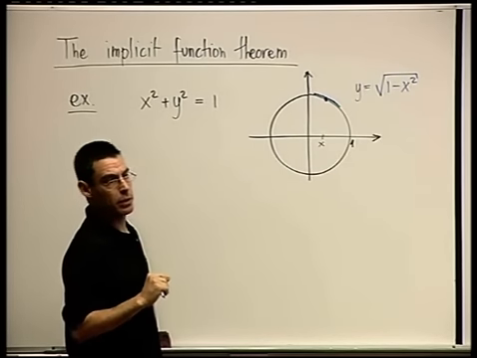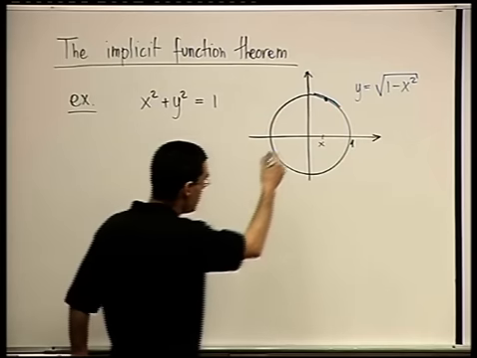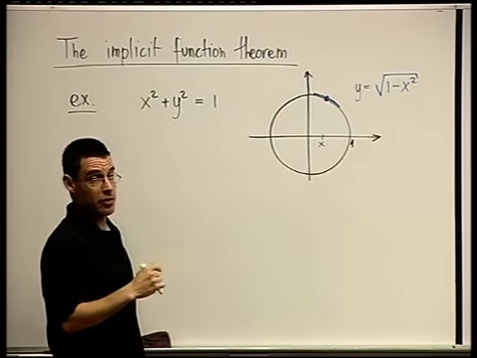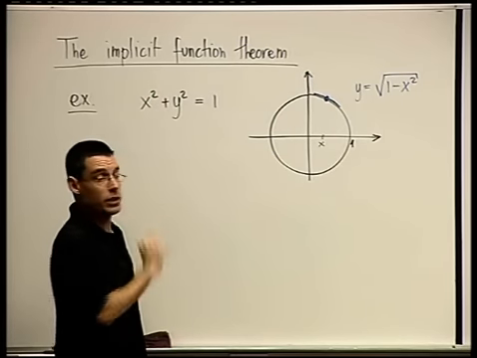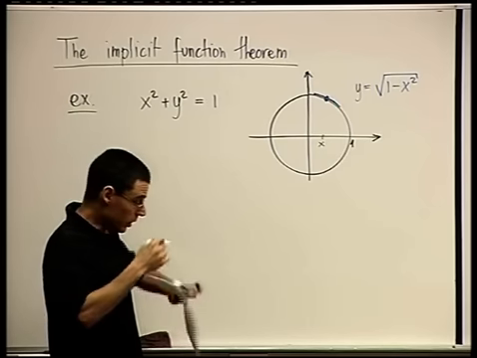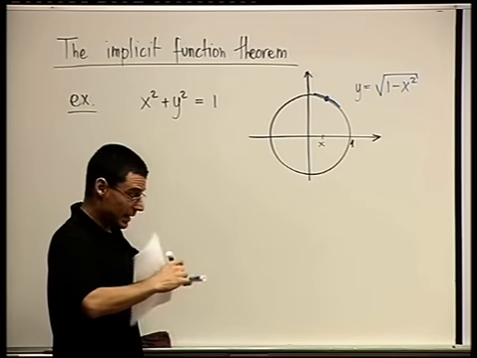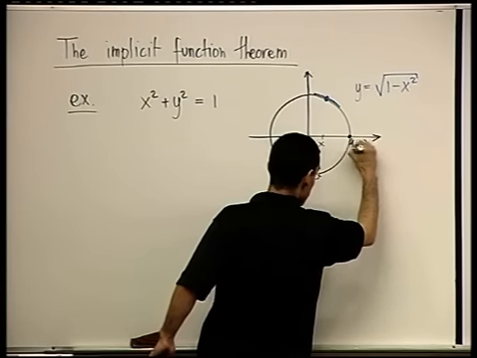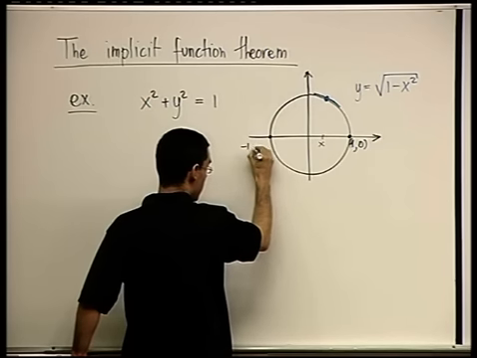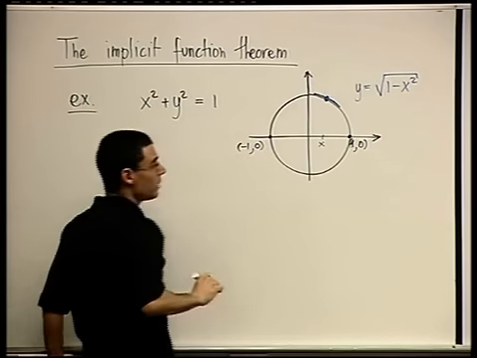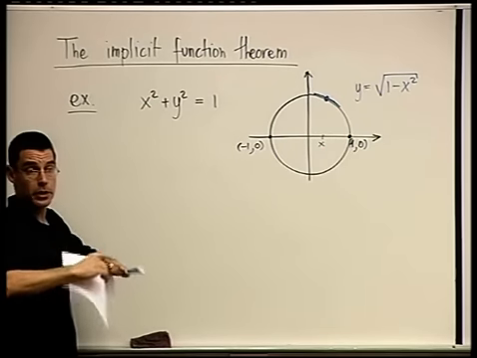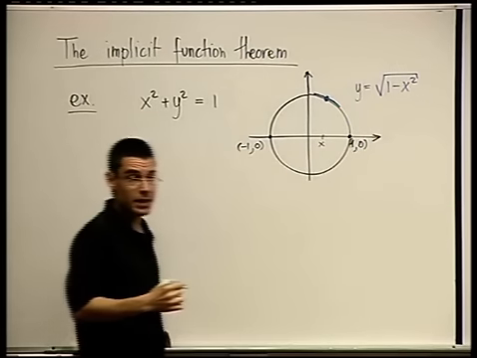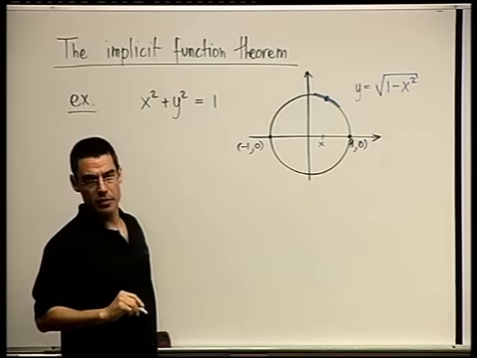Is that true for every point? Can you do this argument, take a point, look at a neighborhood, you get indeed a graph of a function? Would that argument work for every point on this circle? No. There are 2 points which are still problematic, and those are these 2 points. This is the point (1, 0), and this is the point (-1, 0). At these 2 points, no matter how small a neighborhood you try to take, the curve is not going to be the graph of a function.